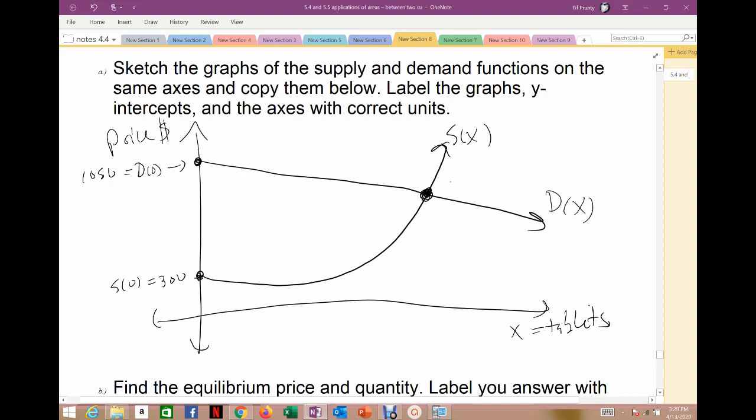The moment that they hit was at 25, 800 was my price. So my equilibrium quantity was 25, my equilibrium price was 800. So there's the picture with everything important labeled. And I want to see those labels when you give me your answers on the worksheet and the test. Everything has units, everything is labeled, everything is clear.